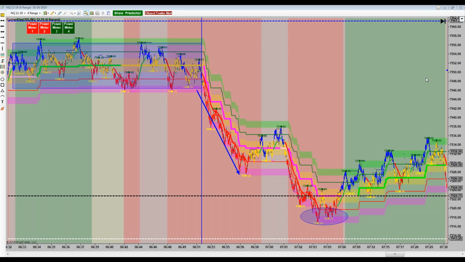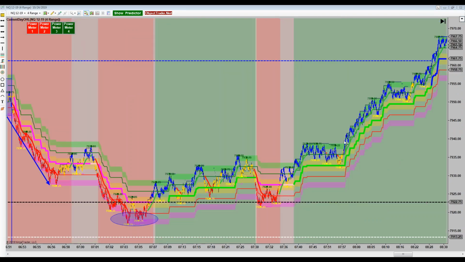Let's go ahead and advance this chart a little bit more, and I'll show you what happened after that. Then it started to precipitously, at 7:30, put in a series of higher lows and higher highs, and then eventually broke and ran 160 ticks back up, in stark contrast to what the other markets were doing.